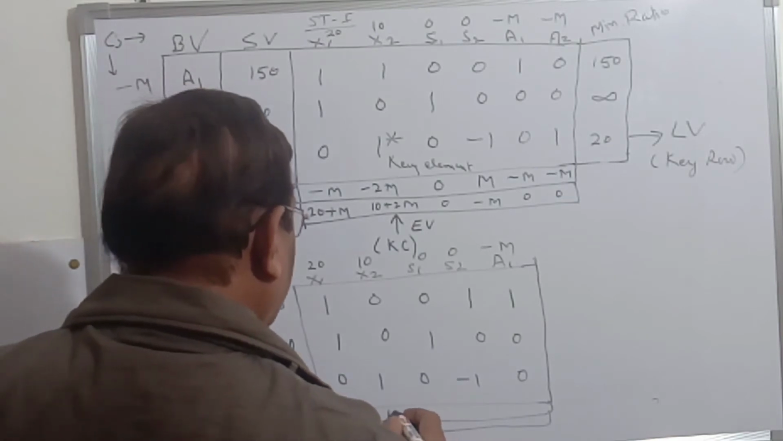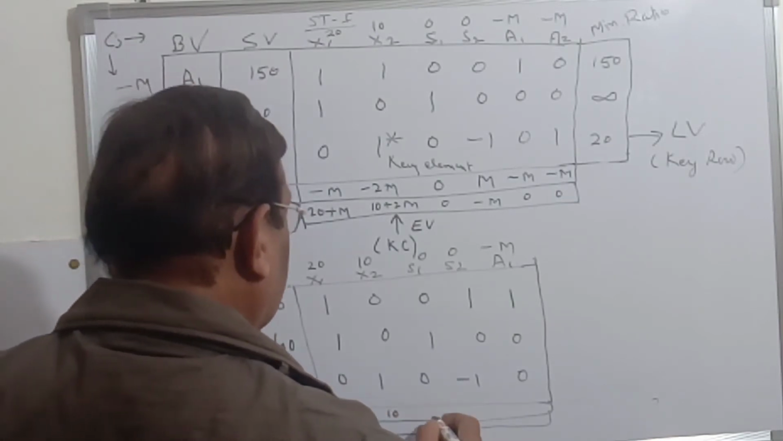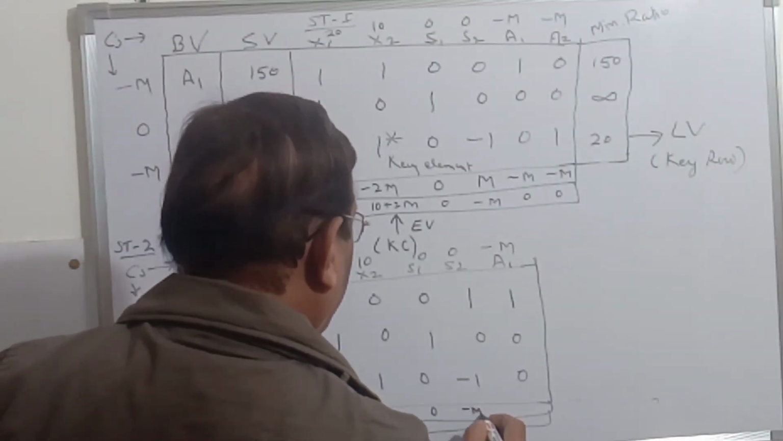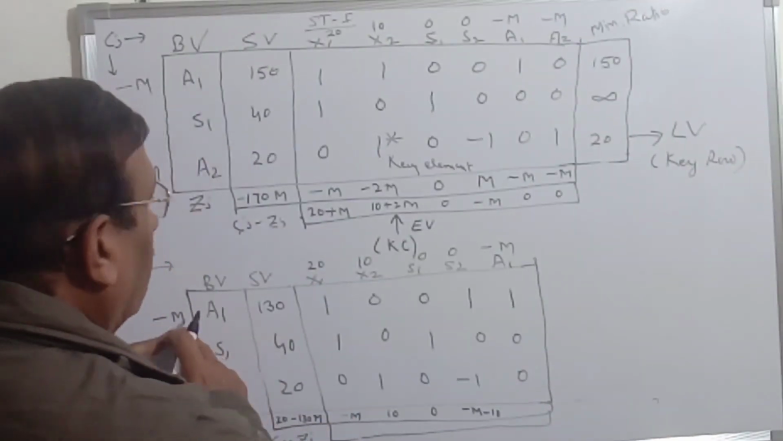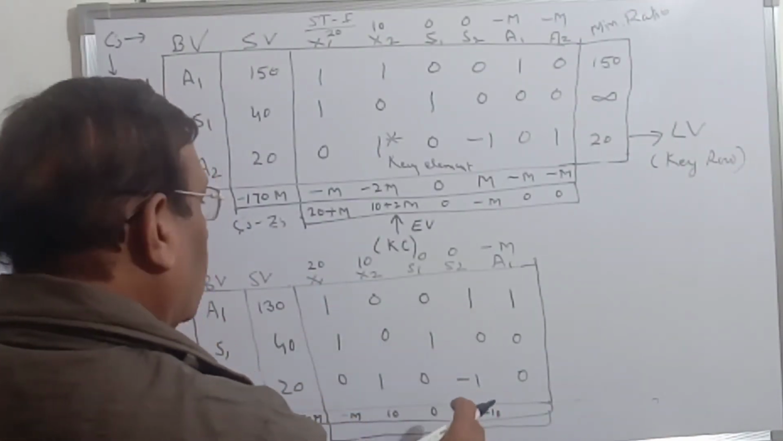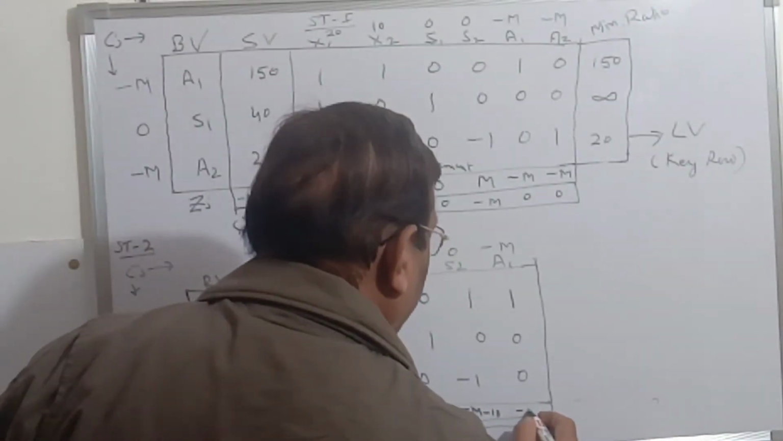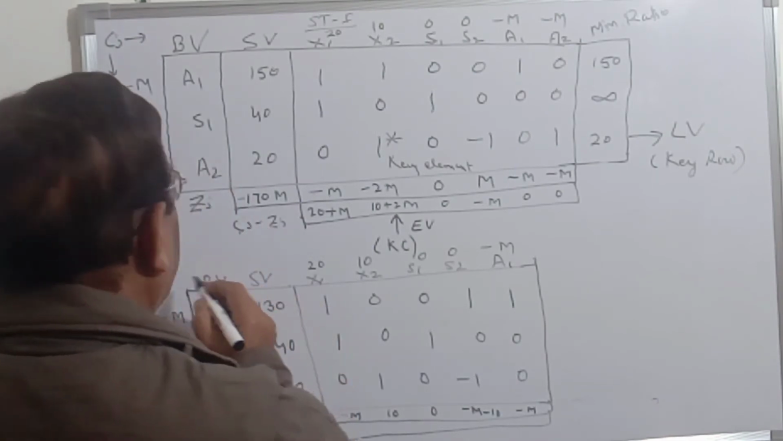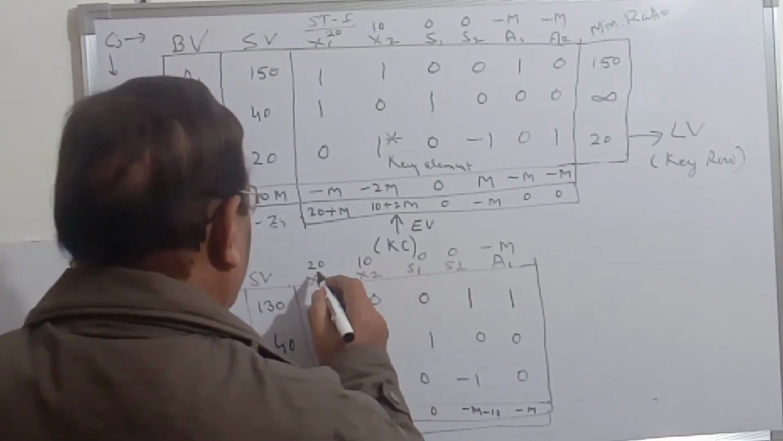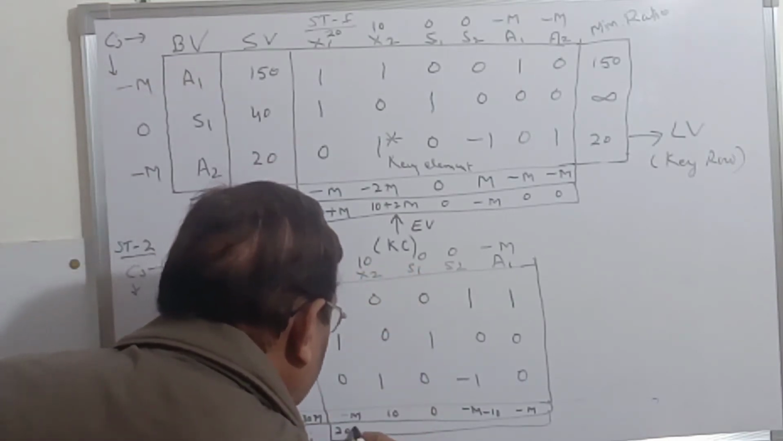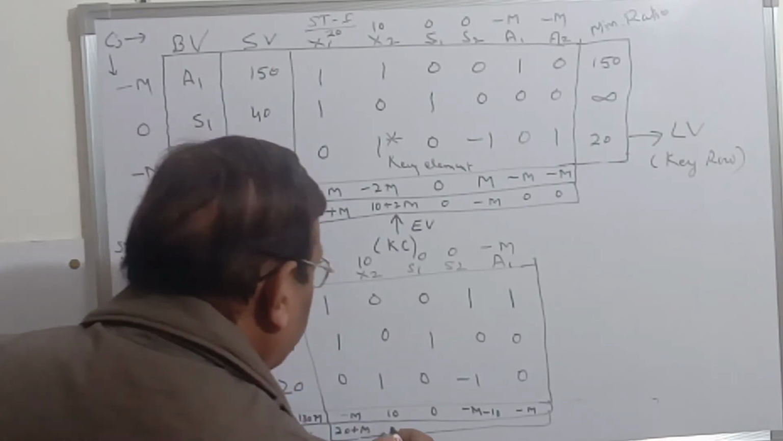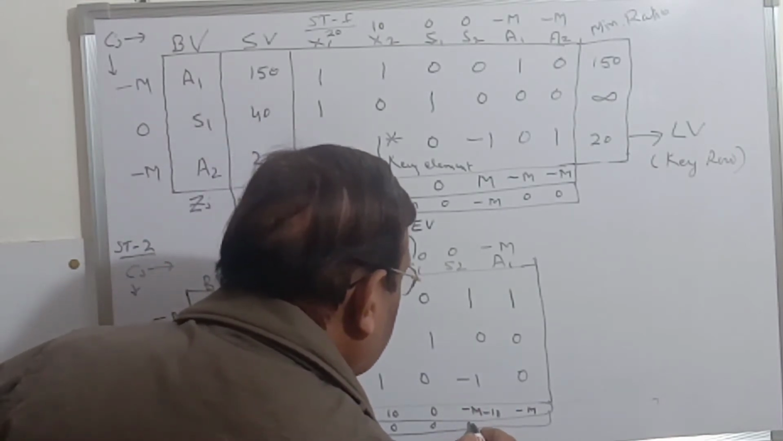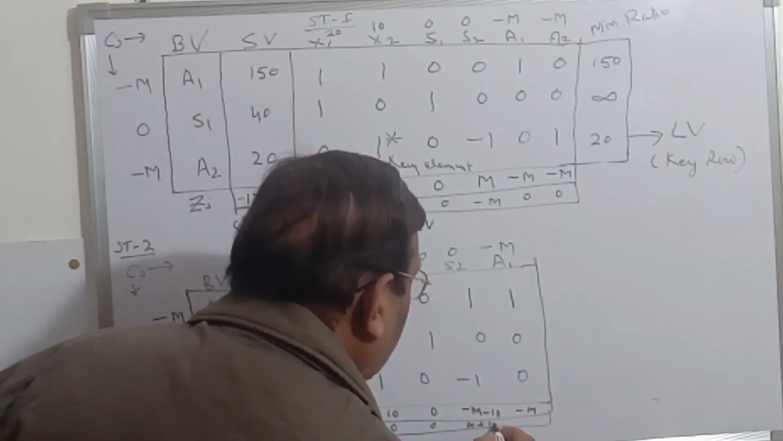20 minus 130 M. This is minus M. And this is 10. This is 0. This is minus M. Minus M into 1, minus M. This is 0. Minus 10. And this is minus M. Now CJ minus ZJ. CJ, the coefficient of the objective function. 20 plus M, this is 0, this is 0, this is M plus 10, and this is 0.